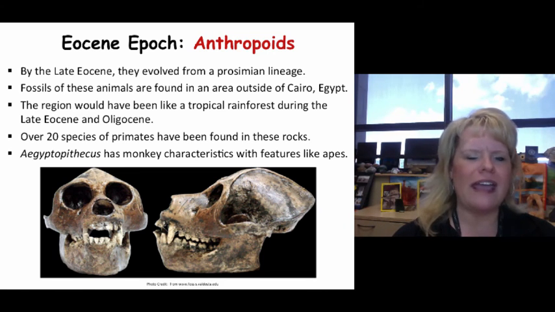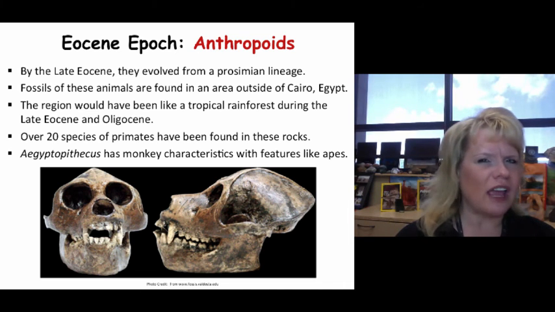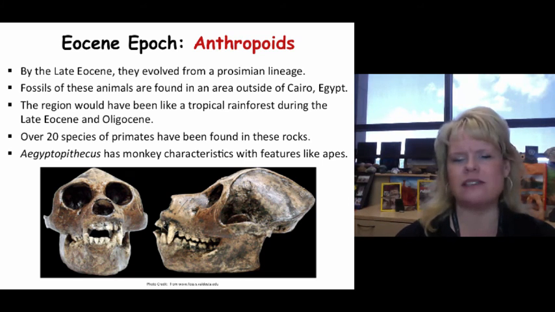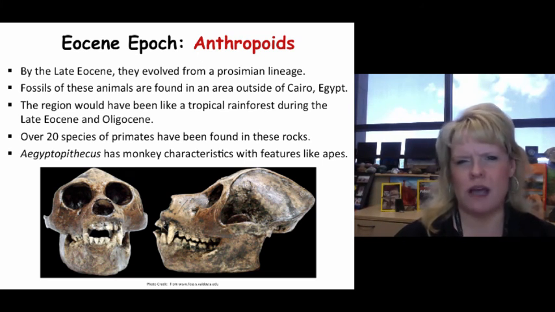Egyptopithecus was an anthropoid that had both monkey characteristics and features like apes. So it's one of those that kind of had a foot on both sides of the fence. And it's a famous anthropoid that you need to know about.